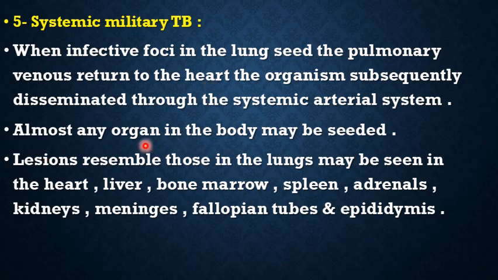So, any organ of the body, because there is spreading of the Mycobacterium tuberculosis bacilli through the blood from the left side of the heart into the whole body. Any organ of the body might be affected because seeding of TB bacilli in any organ is possible. So lesions resembling those seen in the lung may be seen in the heart, liver, adrenal, spleen, meninges, brain, fallopian tube, epididymis.